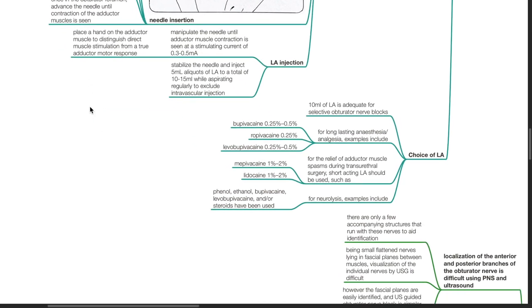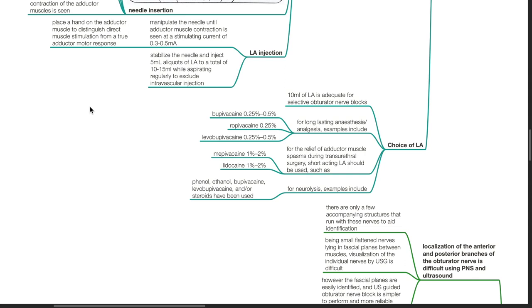Choice of LA. 10 ml of LA is adequate for selective obturator nerve blocks. For long-lasting anesthesia or analgesia, examples include bupivacaine 0.25 to 0.5%, ropivacaine 0.25%, and levobupivacaine 0.25 to 0.5%. For the relief of adductor muscle spasms during transurethral surgery, short-acting LA should be used, such as mepivacaine 1 to 2% and lidocaine 1 to 2%, as the operation is of short duration. For neurolysis, solutions used include phenol, ethanol, bupivacaine, levobupivacaine, and/or steroids.